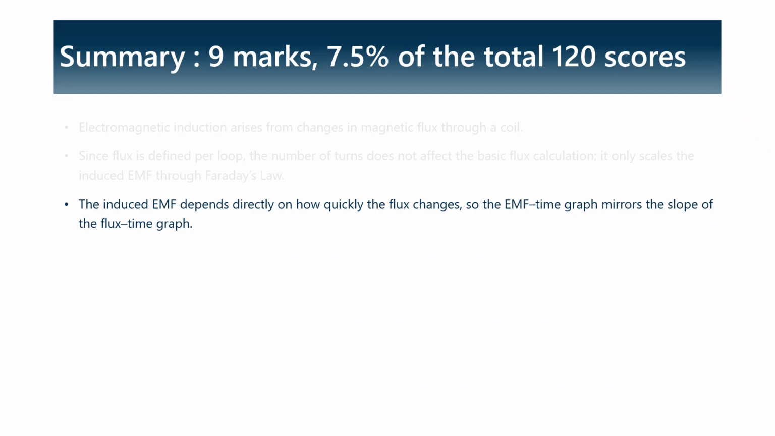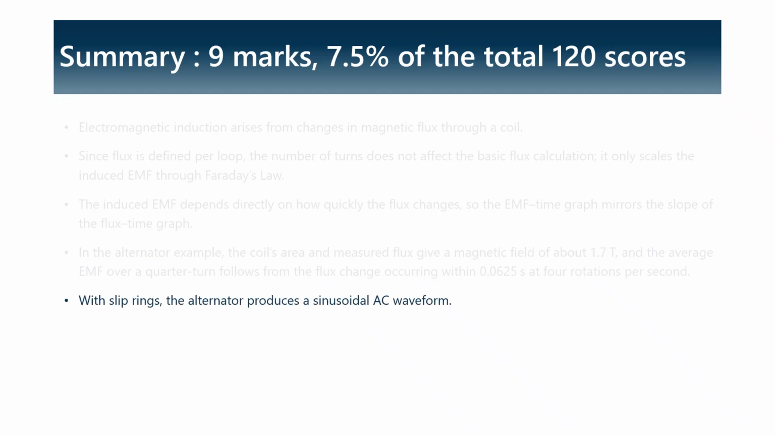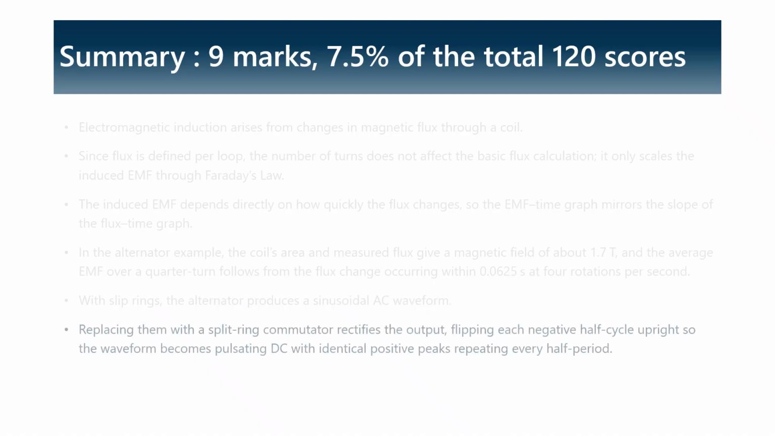the flux time graph. In the alternator example, the coil's area and measured flux give a magnetic field of about 1.7 T, and the average EMF over a quarter turn follows from the flux change occurring within 0.0625 s at 4 rotations per second. With slip rings, the alternator produces a sinusoidal AC waveform. Replacing them with a split-ring commutator rectifies the output, flipping each negative half-cycle upright, so the waveform becomes pulsating DC, with identical positive peaks repeating every half period.